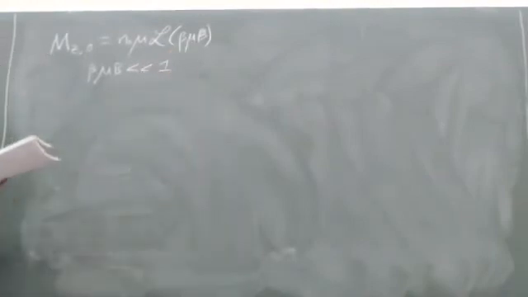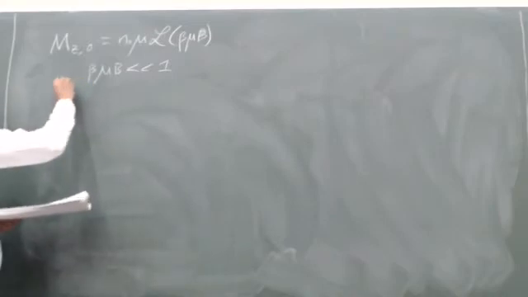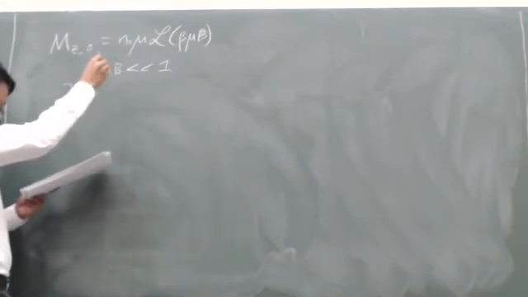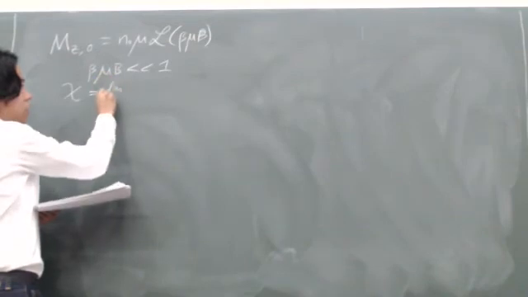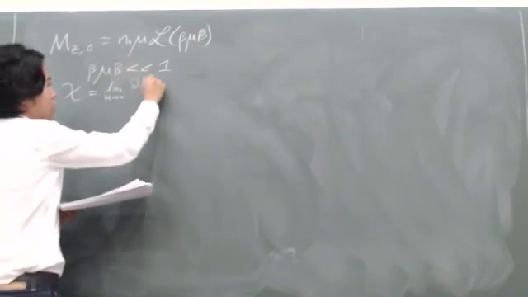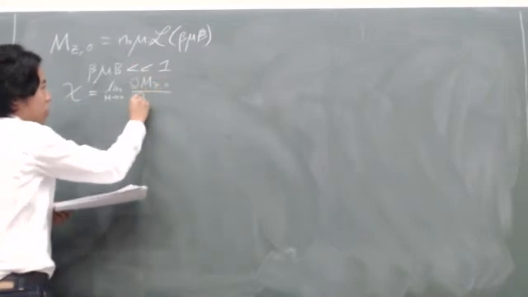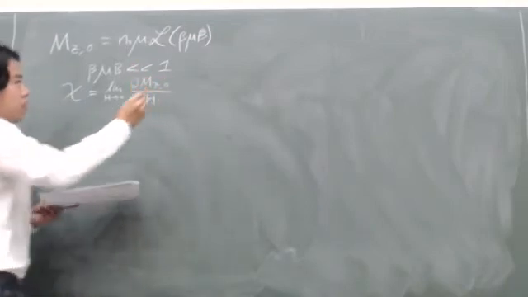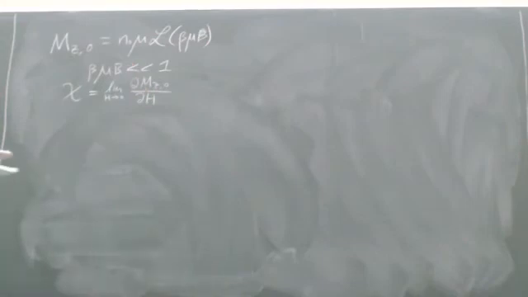For high temperature or equivalently weak magnetic field, so weak magnetic field means that beta mu B is much less than 1. So this variable is very small. Find the susceptibility. We have to find chi, which is given by the limit of the auxiliary field going to 0 of how the magnetic moment changes with the auxiliary field. A very condensed matter question.